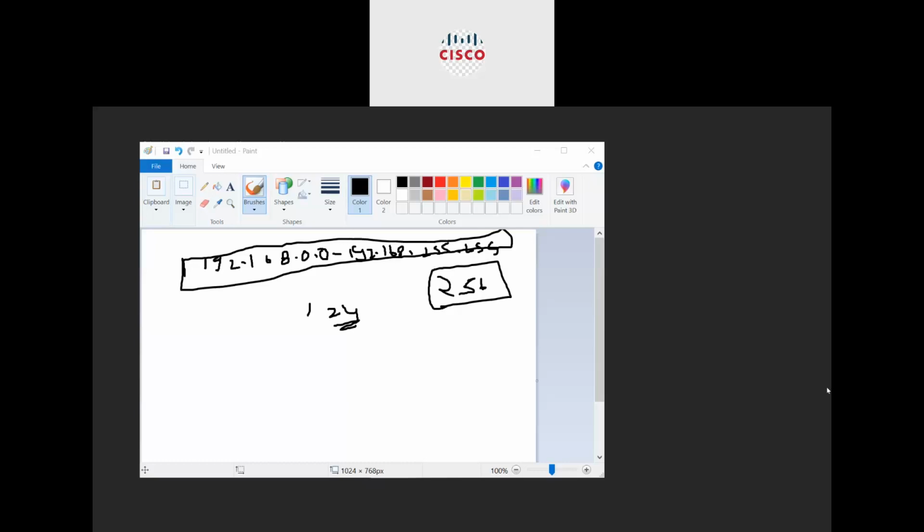Let's say I have 20 users, 20 devices, 20 PCs in an organization, and I was providing the local area network using a class C network because it has more than 200 IP addresses. That was more than enough for me.